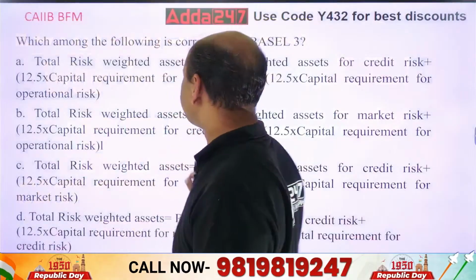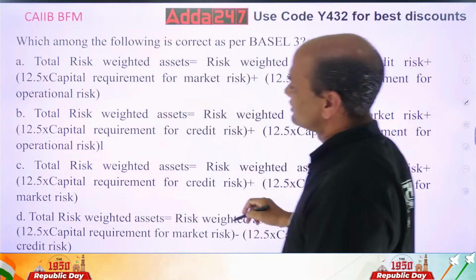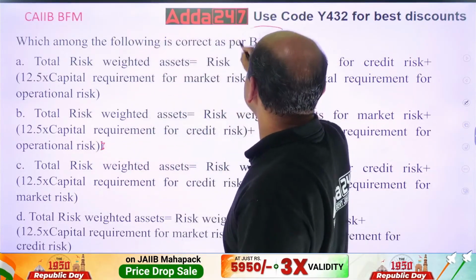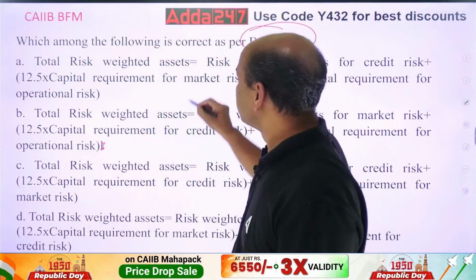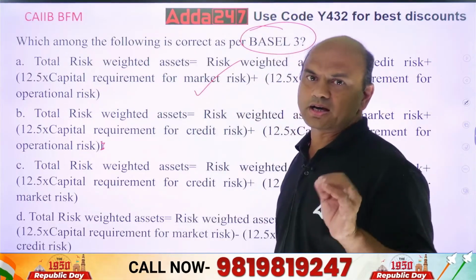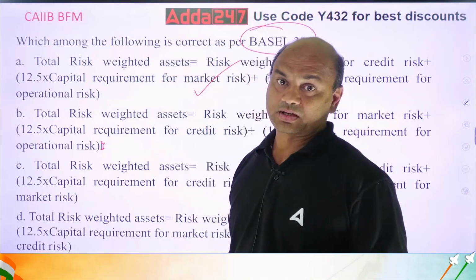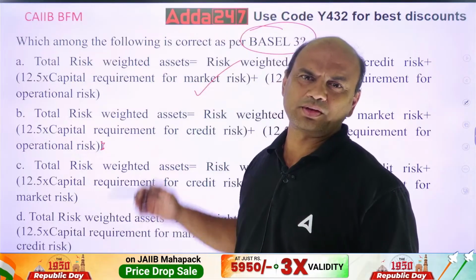So now, which one is correct over here? As per Basel, this is the correct answer, A. Always remember, RWA for credit risk will be given to you in the exam, because that is easy to calculate; that's why it is a standard one.